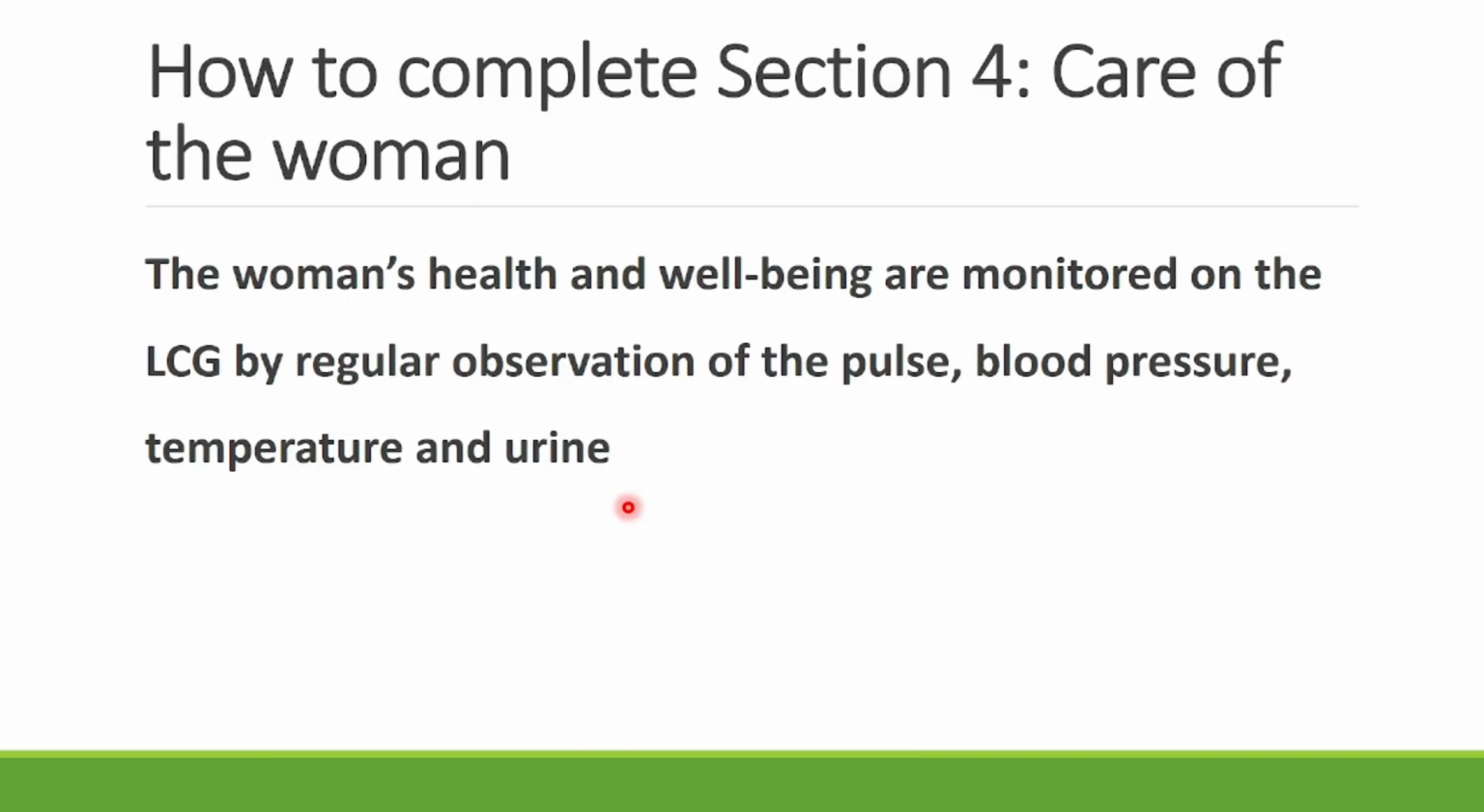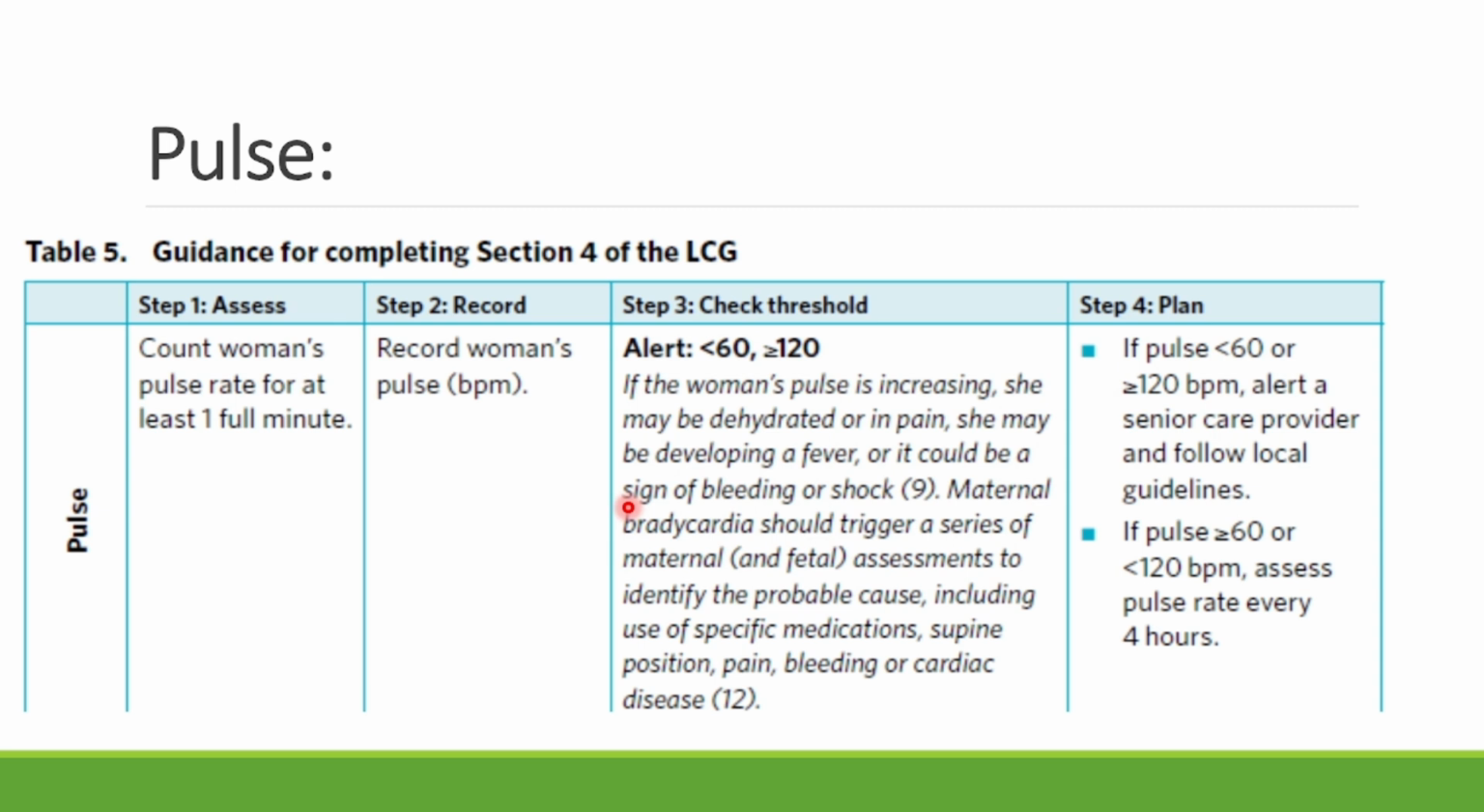How to complete section 4 for the woman? Assess the pulse rate. Check the threshold. If less than 60, more than or equal to 120, we know in pregnancy the baseline pulse rate will be increased by 10%.